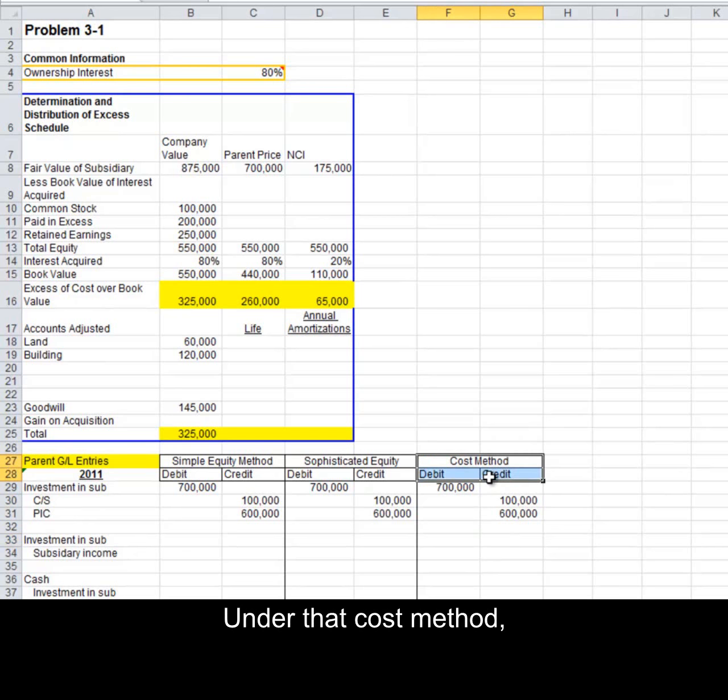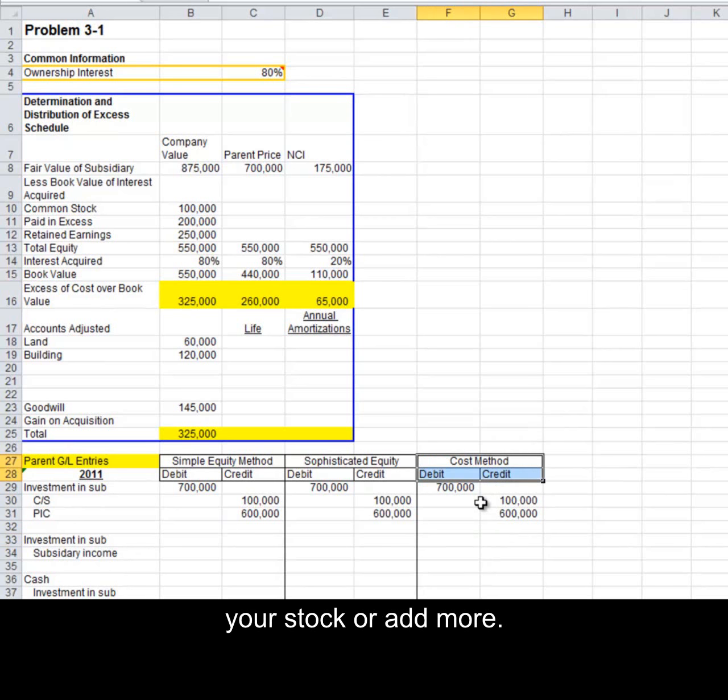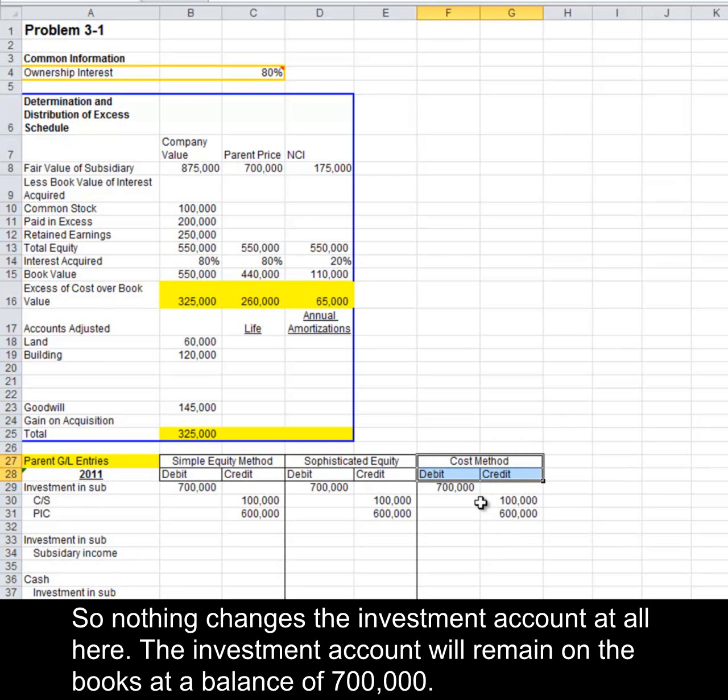Under the cost method, the only thing that ever changes the investment is if you actually sell your stock or add more. So nothing changes the investment account at all here. The investment account will remain on the books at a balance of $700,000.